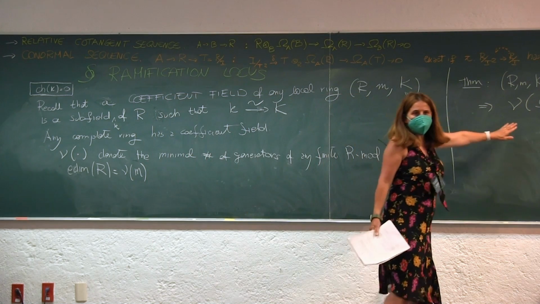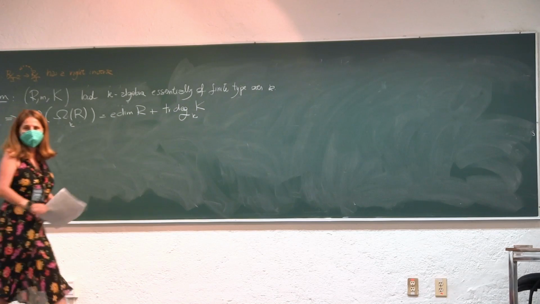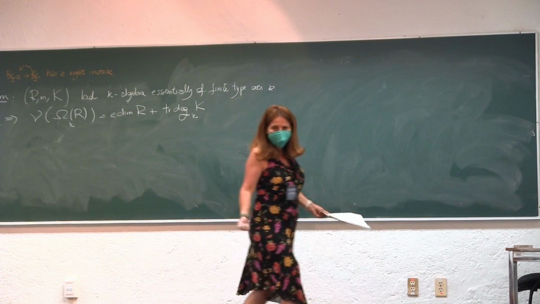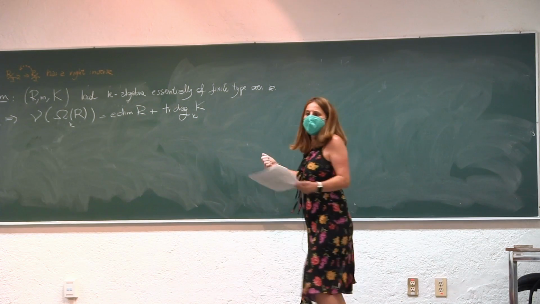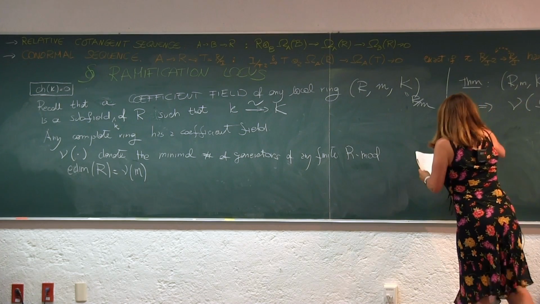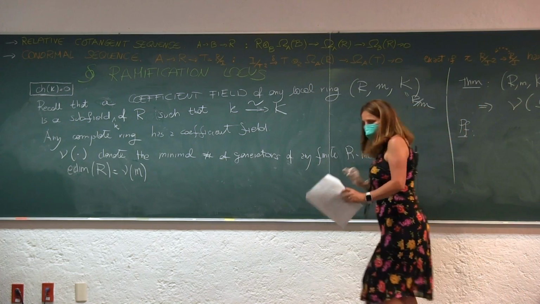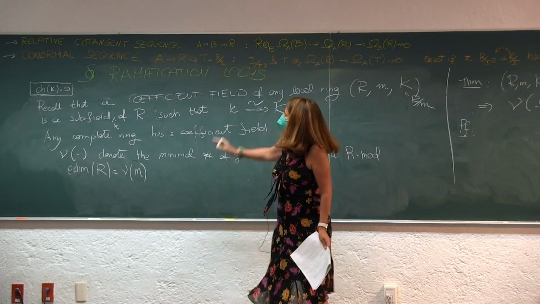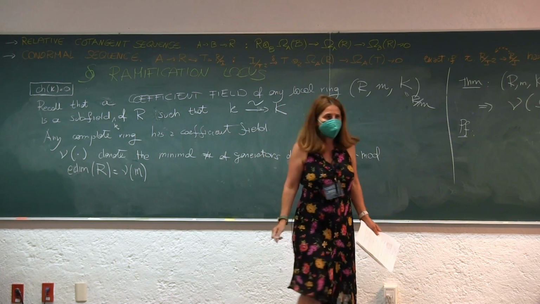So this is what we claim. We want to compute the minimal number of generators. This is an R module, a finite R module, so we can compute the number of generators. So how do we prove this? As I said, this is not going to be difficult. It's just a direct application of the conormal sequence.